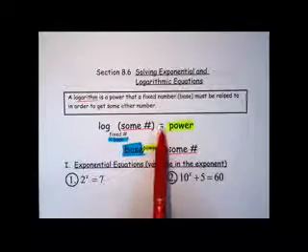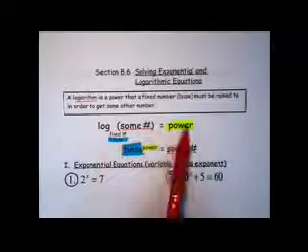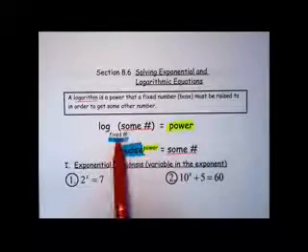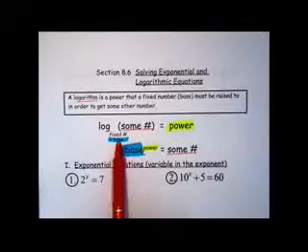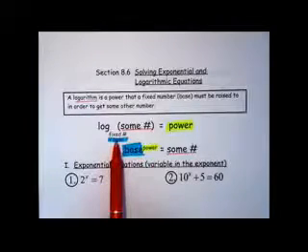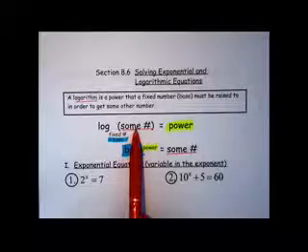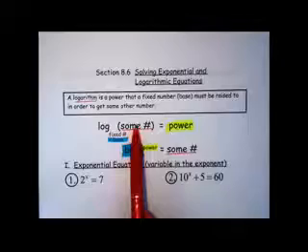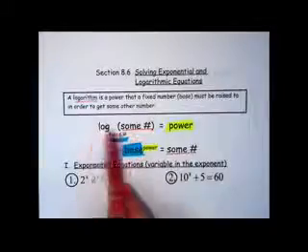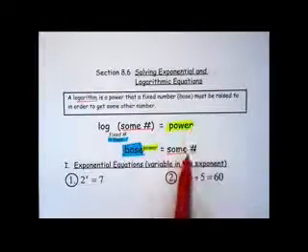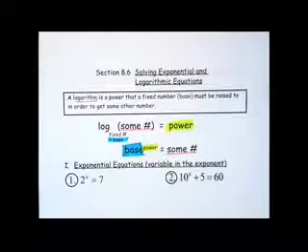A log means equal. A log is a power that a fixed number must be raised to in order to get some other number. So what the log equals is the exponent for your base. So this to this power equals whatever this is, equals some number. So the base to the power equals some number. And so therefore, if you have the equation of the log, you can write the equation of the exponential. You can convert back and forth between the two.